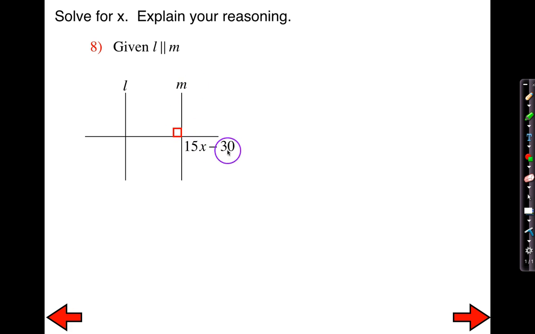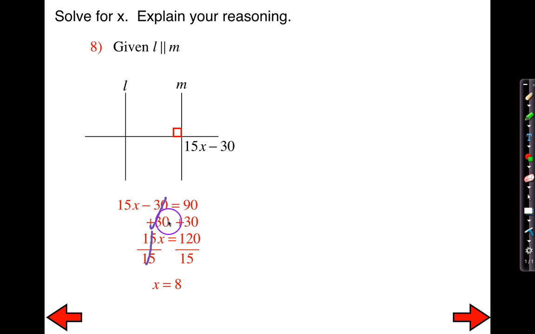Guess what? We know that vertical angles are congruent, so here 15x minus 30 is congruent to this. And again, this symbol means that it's a 90-degree angle, it's a right angle. So if you set it up, you should have gotten 15x minus 30 equals 90 degrees. In order to solve for x, subtract 30 from both sides first, leaving you with 15x equals 120. Divide both sides by 15, and you'd be left with x equals 8.